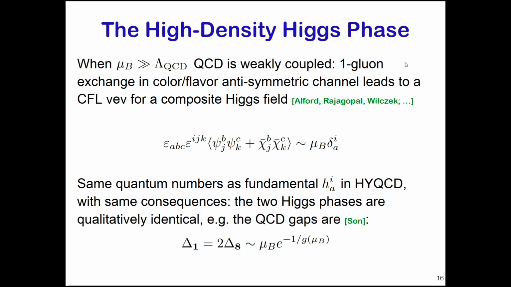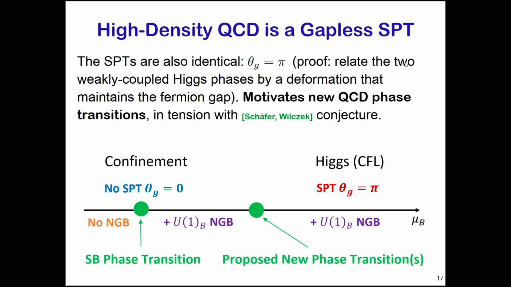So therefore, the consequences are also basically the same. The two Higgs phases that I described are basically qualitatively identical. For example, the gaps in QCD have this structure with the same relative factor of 2 between them. And the symmetry breaking is the same, and the fact that there's a Goldstone boson is the same. So we can ask ourselves, are the SPTs also the same?